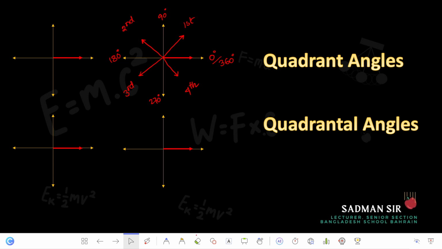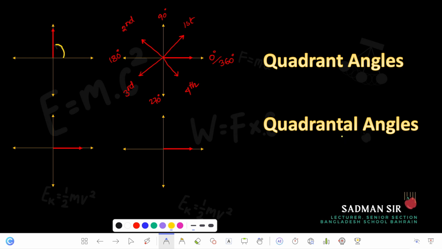Okay, now that we have a clear idea about the quadrant angle, let us try to know what a quadrantal angle is. So if the ray rotates by less than 90-degree, this will be the position, greater than 90-degree, this is the position. But what if the ray rotates exactly 90-degree? We can see that it rotated from this position to this position, right? Then it will be called a quadrantal angle.